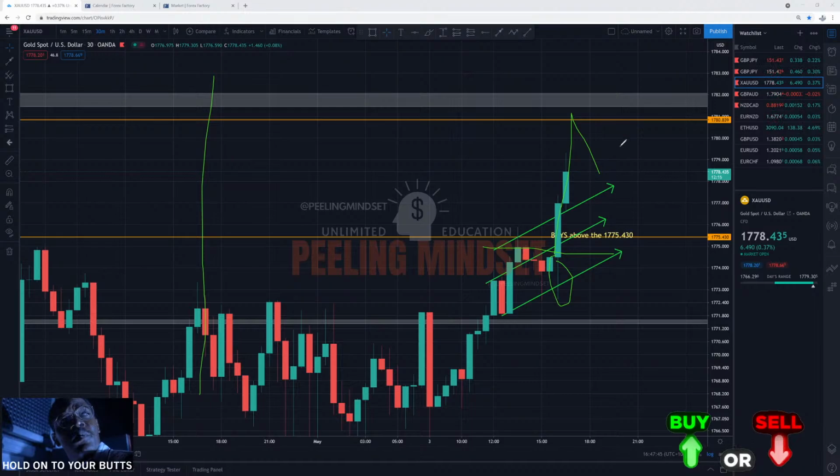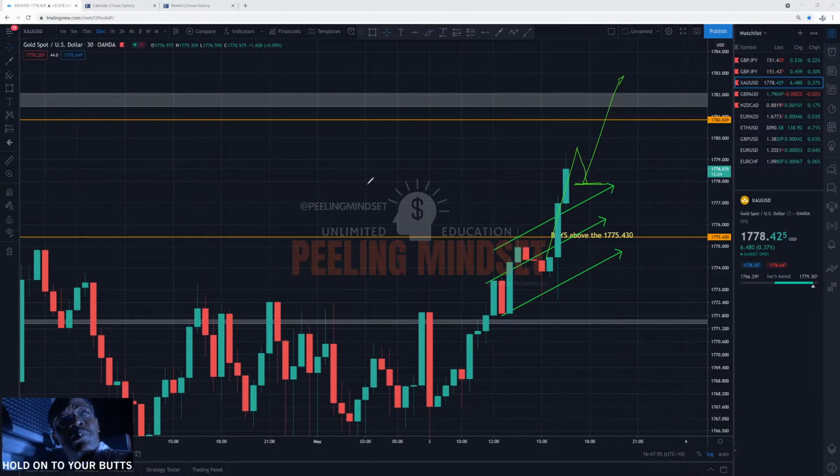An ideal setup would be where you wait for the price to make some sort of support first before moving up. So the support could be forming in 5 minutes, could be forming in 15. So I have to wait. But this was a beautiful trade. Honestly, a beautiful trade. Buys above 1775.430 was a beautiful trade.